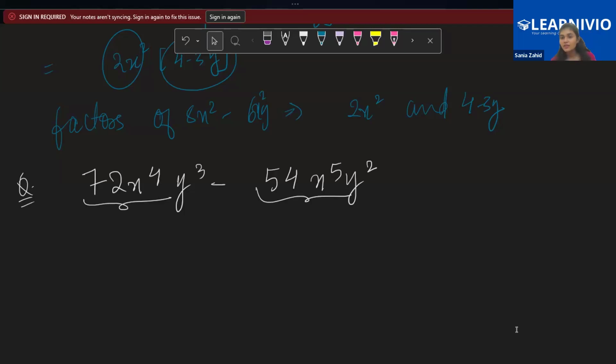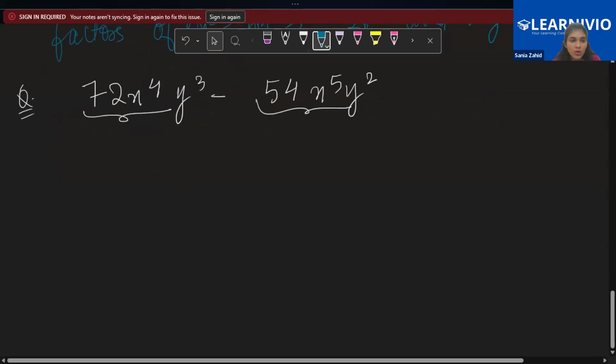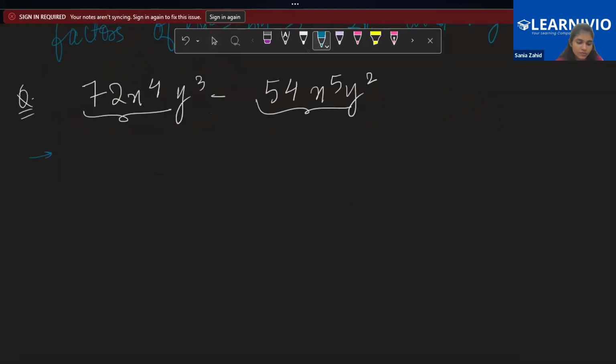Yes, children, shall I discuss the answer? Shall I discuss the completed one? Okay. So how will I break down 72? 2 into 2 into 2 into 3 into 3 multiplied. So how many times 2? 3 times. 3, 2 times. And then x can be written as x into x into x into x.